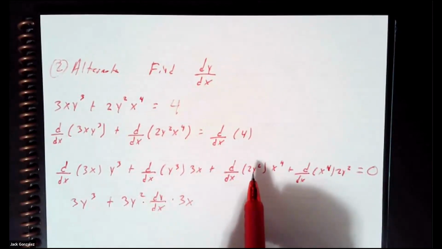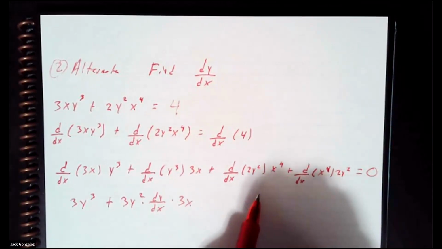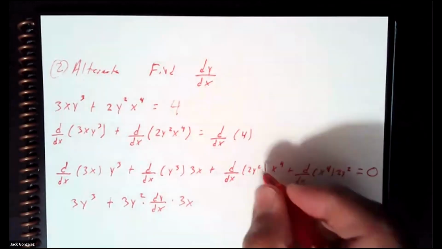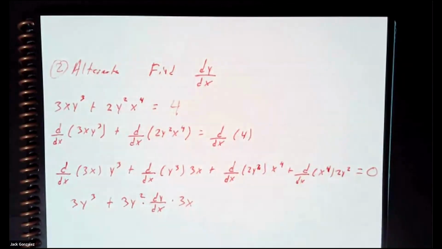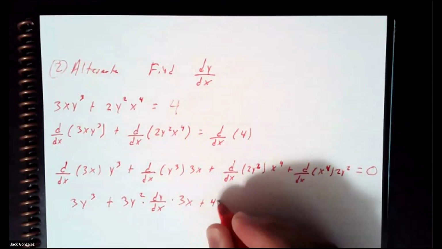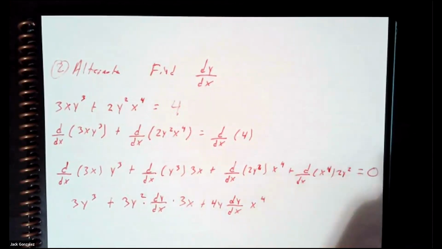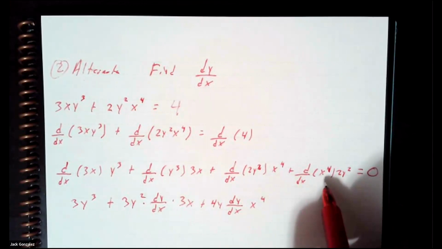Now again, derivative of 2y squared. So 4y dy dx. Yeah, 4y dy dx. Then that x to the fourth is just hanging out. Derivative of x to the fourth with respect to x. What is this going to be?